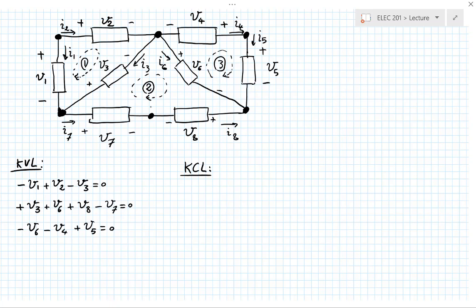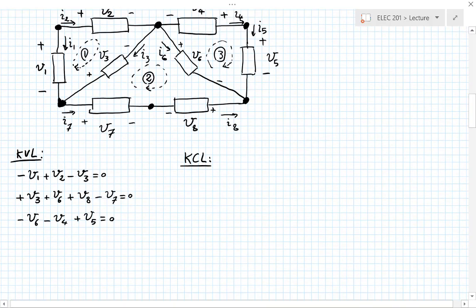So if I write the algebraic sum, remember, again, my preference was when a current is indicated as heading toward the node, I include it with the positive sign. If it's indicated as being leaving the node, I include it with a negative sign. Okay? So let's write that down. So I have plus I1 plus I3 minus I7.